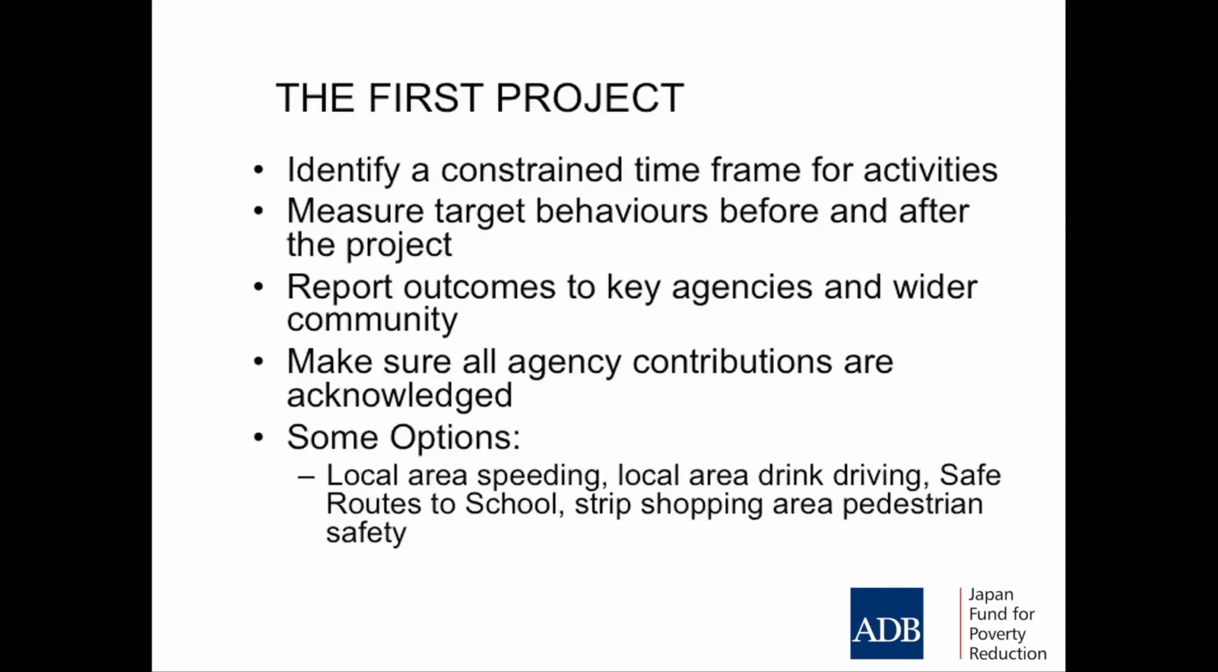Now, here are some options for projects that could be your first project. You could do local area speeding, and we've done a look at that. You could do local area drink driving. Tight local area. You could do a safe routes to school where there are problems in schools. You could do strip shopping area pedestrian safety and improve the pedestrian safety for shoppers in street shopping. All of those, I am sure, if you designed a tight, well thought through project, you will get a benefit and you will be able to measure a benefit and show that your project works.